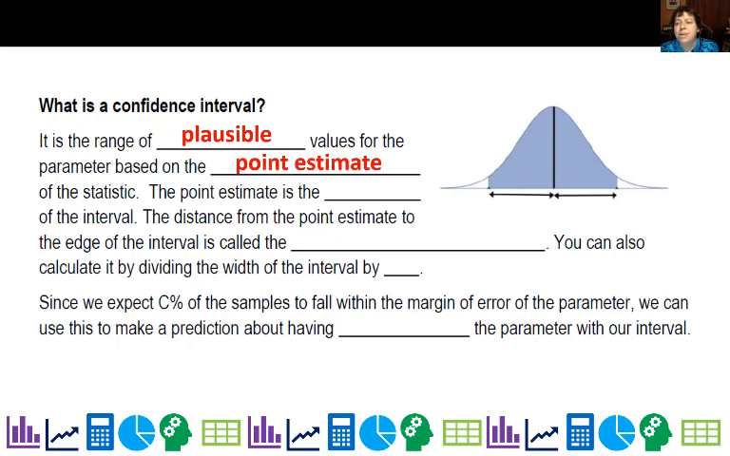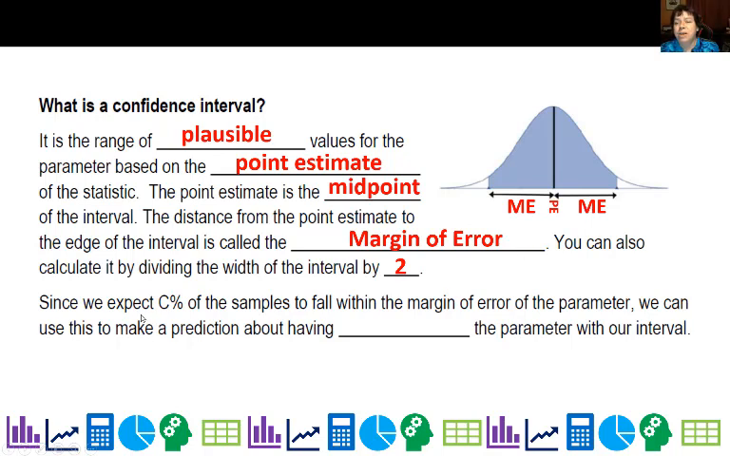So the point estimate is the midpoint, which would be right there. So if we had possible values for our parameter, and this was our sampling distribution, our point estimate would be right there. And then the margin of error is the distance from the point estimate to the edge of our interval. You can also calculate it by dividing the width of the interval by 2, because there's a margin of error on the left side and a margin of error on the right side.